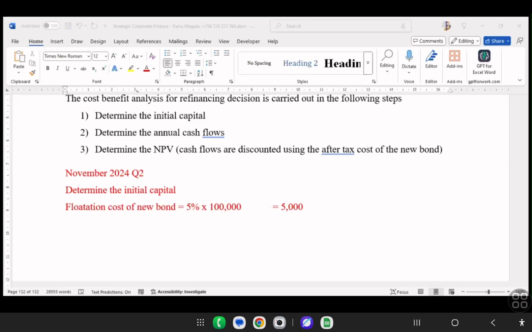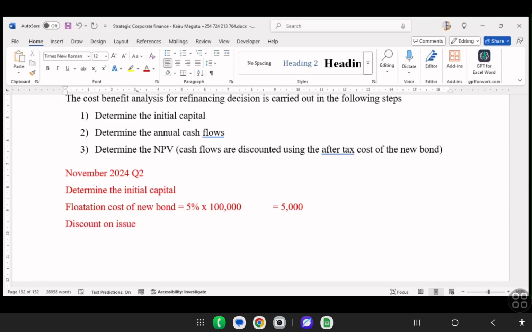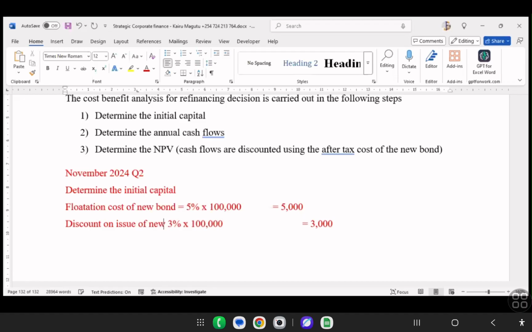And a discount of 3%. Another cost that will be incurred now is the discount on issue. The discount on issue of 3% multiplied by 100 million. This one again will give us 3 million. That is another cost that will be incurred now. Discount on issue of the new bond. It is being incurred at the time of issue. So it is a cost that will be considered as an initial capital outlay.